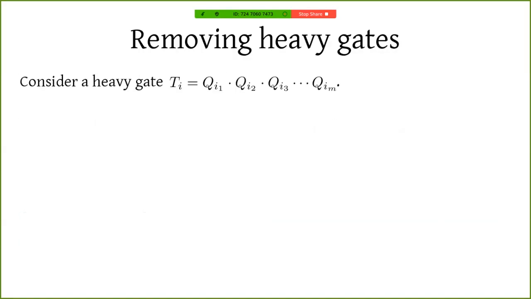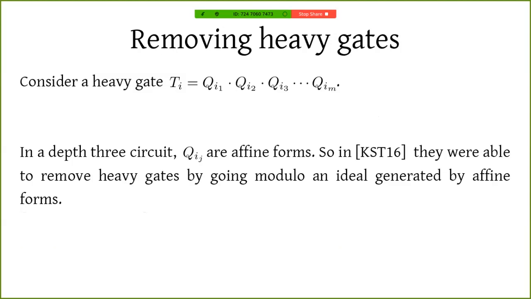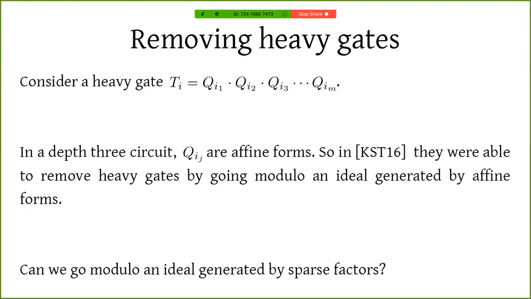Now let us see how we remove heavy gates. Consider a heavy gate Ti equal to Qi1, Qi2, Qi3 times Qin, where, as I mentioned before, I'll assume that the Qij's are distinct sparse polynomials. Notice that in a depth 3 circuit, the Qij's are affine forms, and so in the work of Kayal, Saha and Tavenis, they were able to remove heavy gates by going modulo an ideal generated by affine forms. A natural extension of this idea for the case of depth 4 circuits would be to go modulo an ideal generated by sparse factors. However, the question is, can we do this?